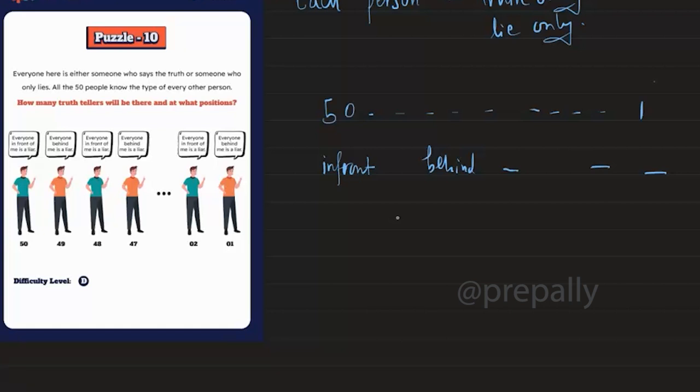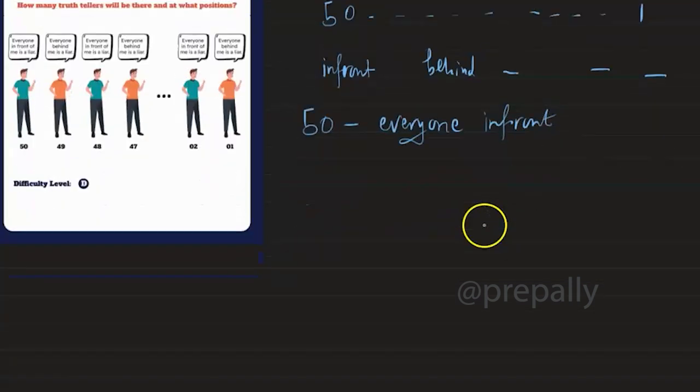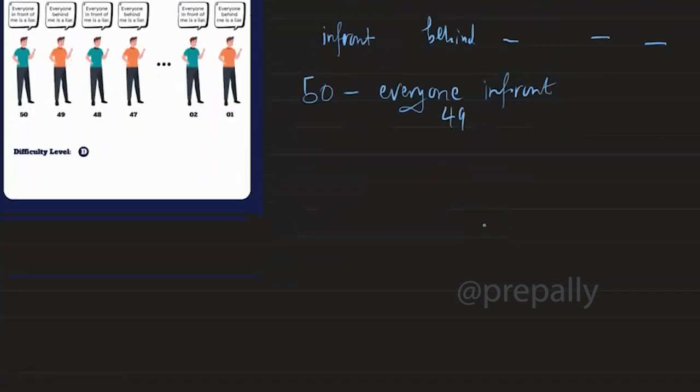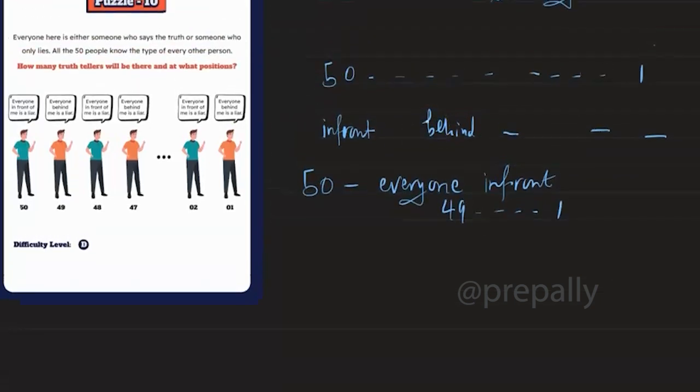Now, you can start with either 50 or 1 and notice 50 says everyone in front of me is a liar. So what 50 is saying is 49 all the way to 1, everyone is lying. Now, if we assume this is true and 50 is telling the truth, then 49, which says everyone behind me is a liar, okay, it works for 49.